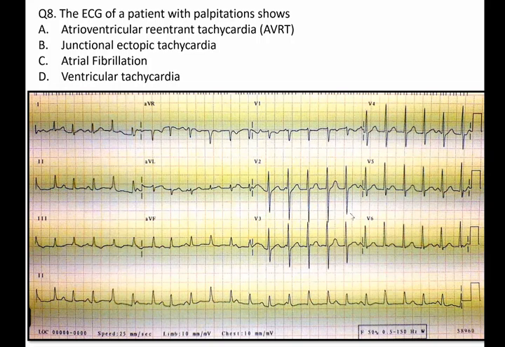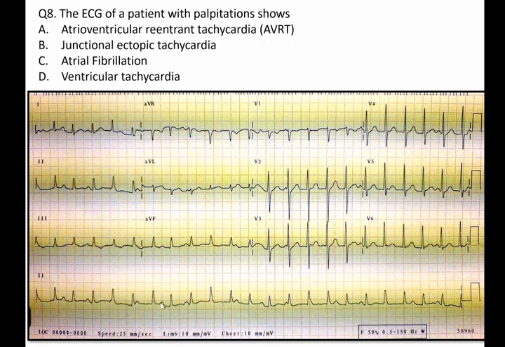QRS complexes look normal. But what about the atrial activation? Now, if you look at the P waves, look at lead 2 in the rhythm strip. So you have one P wave here, another one here, the next one likely buried in this QRS, distorting the QRS morphology. Next one again here.